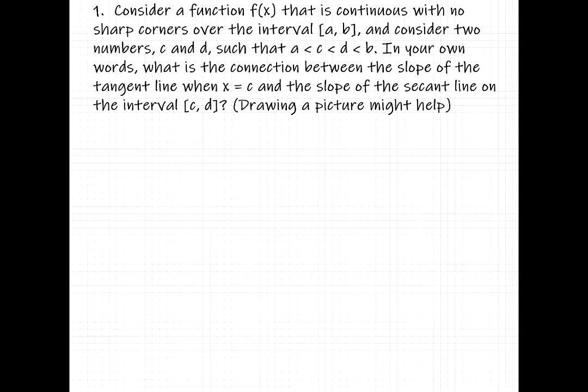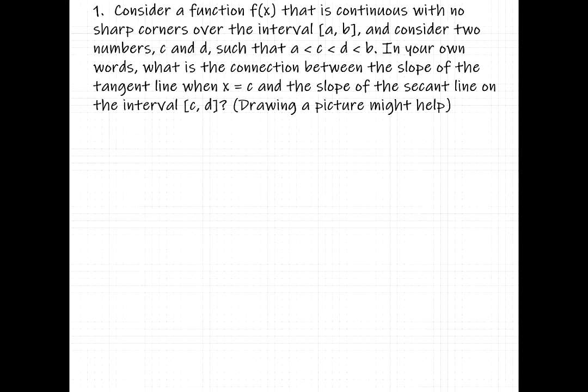Consider a function f of x that is continuous with no sharp corners over the interval a to b, and consider two numbers, c and d, that are between a and b. In your own words, what is the connection between the slope of the tangent line when x equals c and the slope of the secant line on the interval c to d?